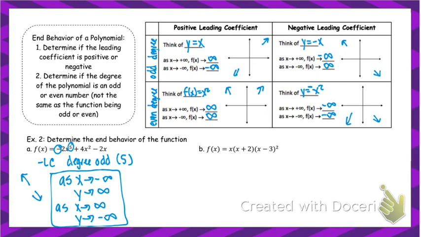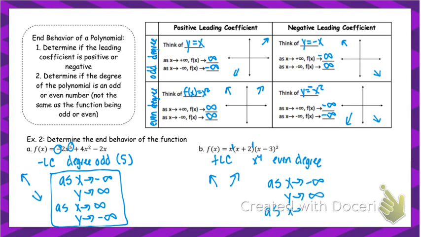All right, looking at B. This one, again, we need to determine our leading coefficient. Well, that's all positive, positive, and positive. So positive leading coefficient. And then my degree. If this were multiplied out, that would be x to the 4th. So it is an even degree polynomial. Positive leading coefficient and even degree will have both ends going up. So as x approaches negative infinity, y approaches infinity. As x approaches positive infinity, y approaches positive infinity.